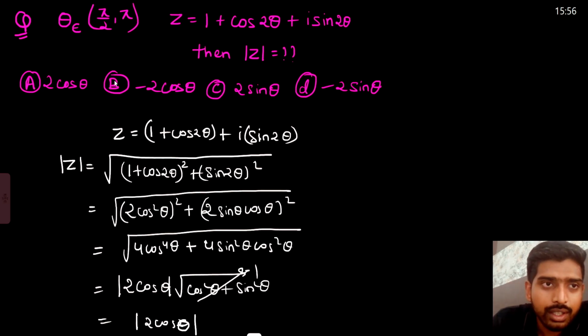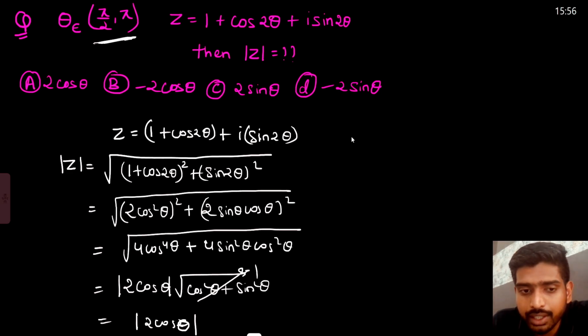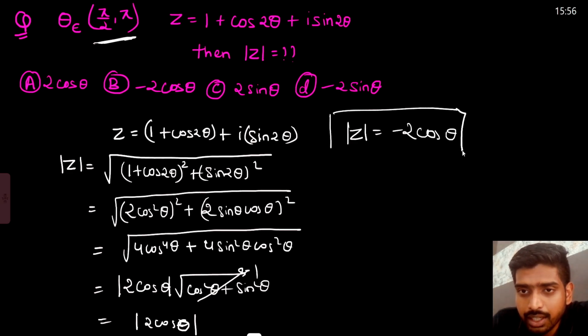Now theta they have given is in the second quadrant, right? 90 to 180 degrees. So theta is in the second quadrant, which means cos theta is negative. Cos theta negative means 2 cos theta is also negative. So this mod will open with a negative sign. So modulus of z will be minus 2 cos theta. So this is my answer, minus 2 cos theta.